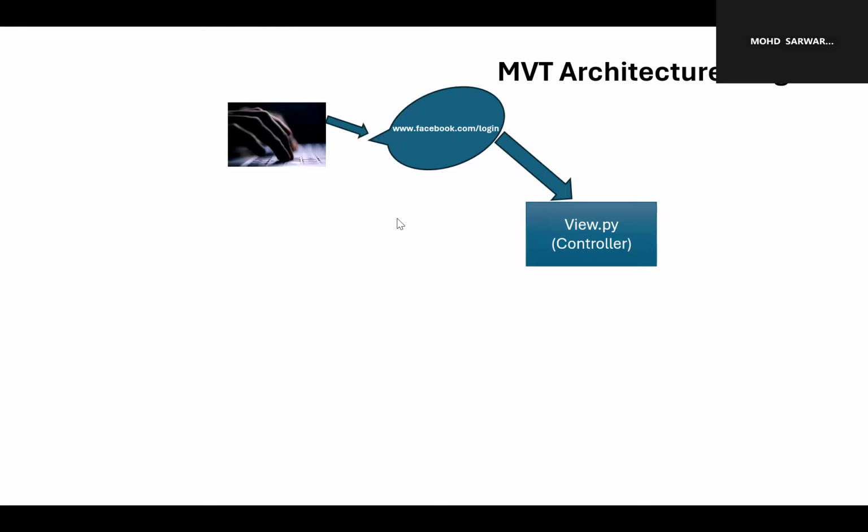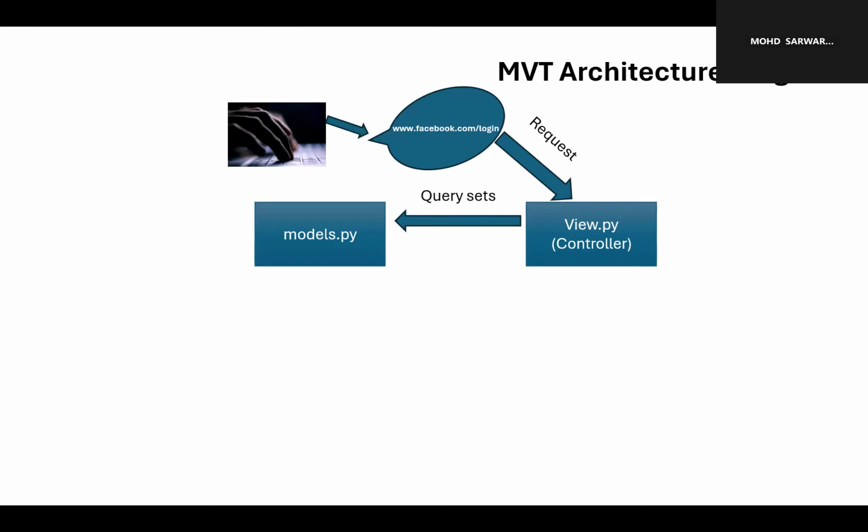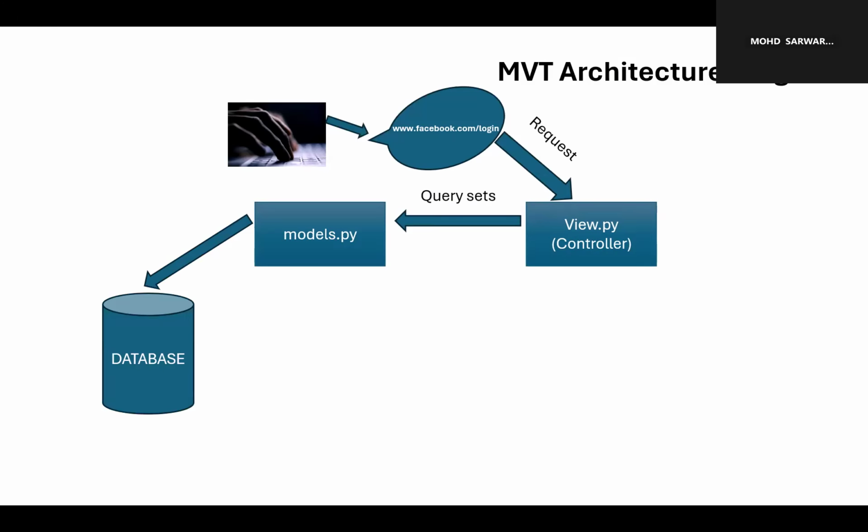The view may need information from the database, so it communicates with the model. All queries are sent to models.py, which is directly connected to the database. The information can be fetched from the database, with read and write permission also. Models are responsible for interacting with the database. They retrieve or modify data and return the result back to the view.